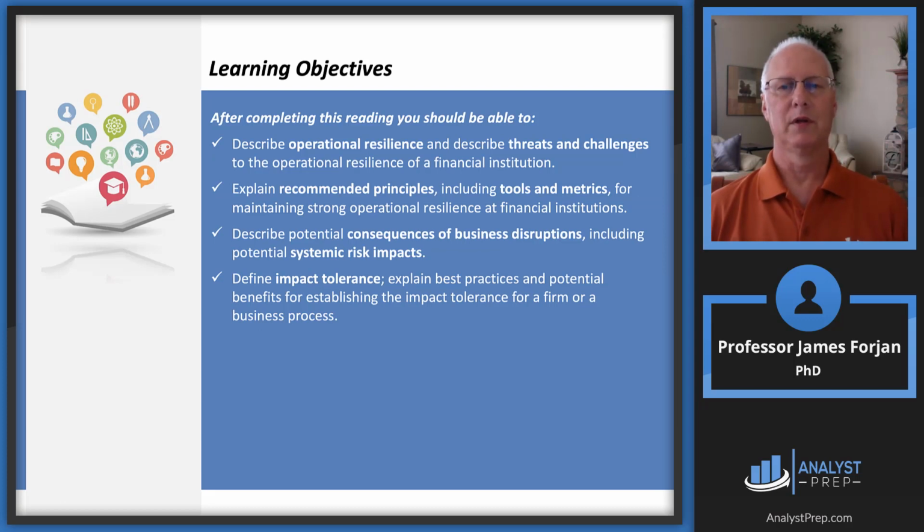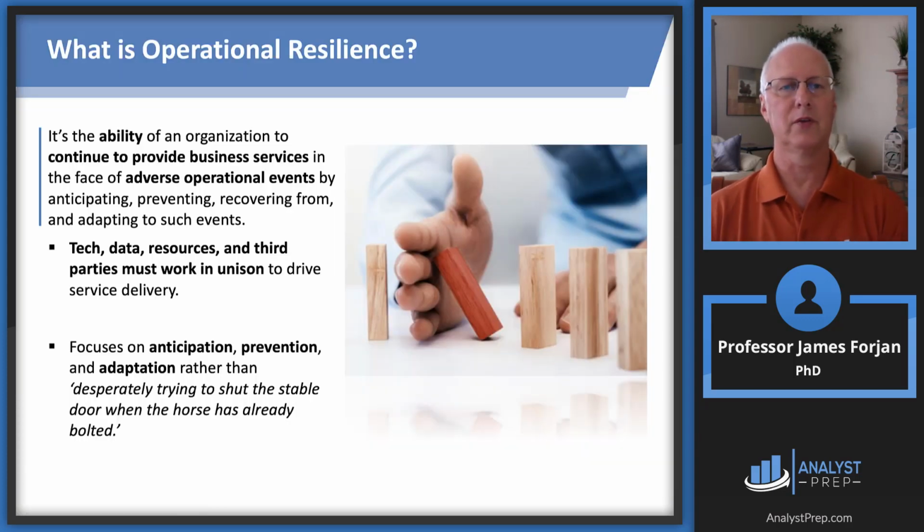There are 4 learning objectives, and what we're going to do in this particular chapter is take a step back and remind ourselves of some of the elements that we talked about a few chapters ago, just about general operational risk. We're going to step away from the cyber threats that we've talked about in the previous few chapters. So describe operational resilience, threats and challenges, recommended principles, consequences, and then impact tolerance will be our last slide or two. This is a relatively short chapter, and we have a relatively short slide deck, so this shouldn't take us too long to get through.